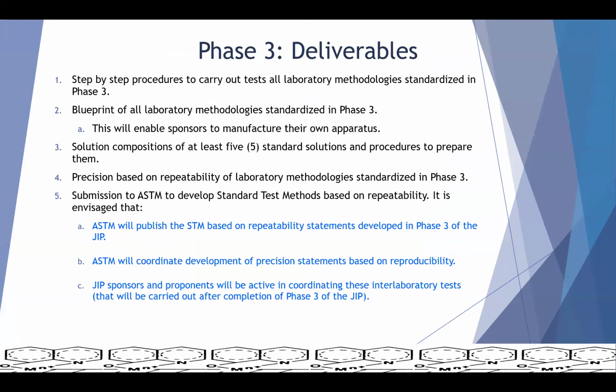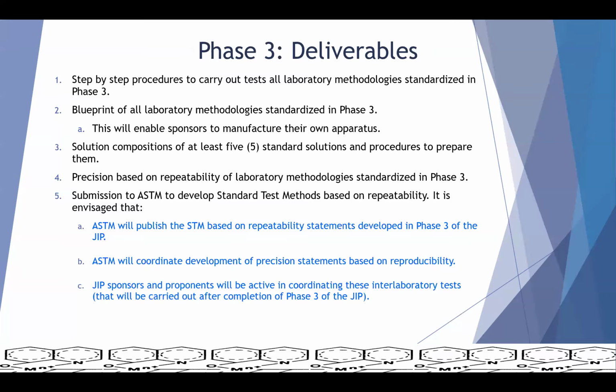So the ultimate deliverables of this JIP are: one, a step-by-step procedure to carry out tests for all laboratory methodologies that will be standardized in phase 3. Two, distribution of blueprints of all the laboratory methodologies that will be standardized in phase 3. This will enable the sponsors to manufacture their own apparatus.